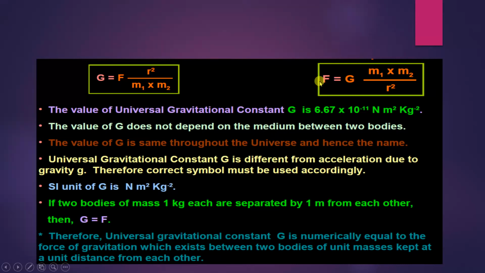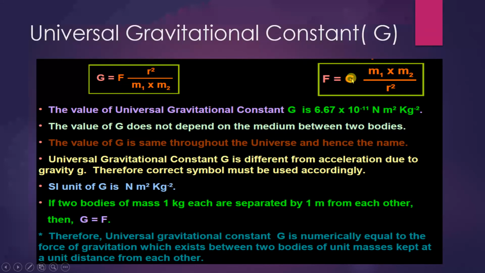Now we have seen that F is equal to G m1 m2 upon r square. Now let's explore this G. This is gravitational constant, capital G. If we see this formula from here, you can write the formula for G. We'll take this r square to the other side, F r square, and this will go in the denominator. So we get G equals F r square upon m1 into m2.